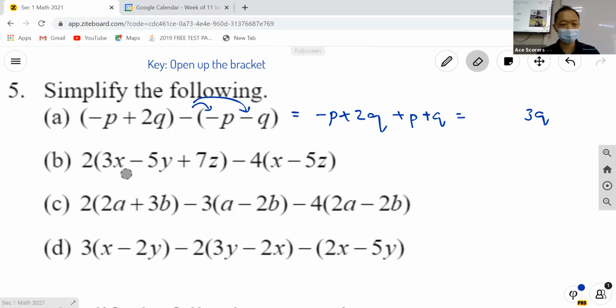Please try to do, of course, you can do B, C, D, okay? The skill here is opening up the bracket. We're practicing opening up the bracket and the rainbow method. Once you open up the bracket, no more brackets, right? Then you can execute the sum, the addition, subtraction, whatever it is.